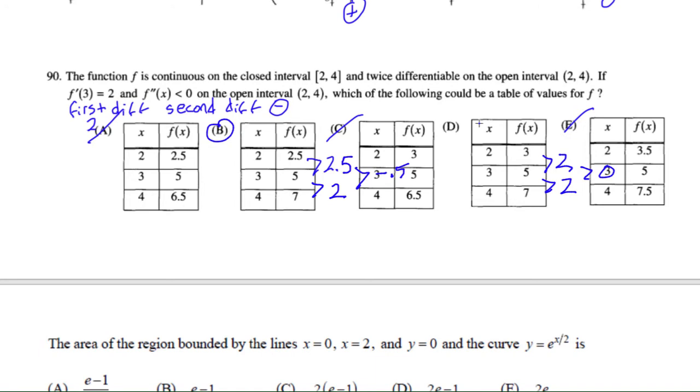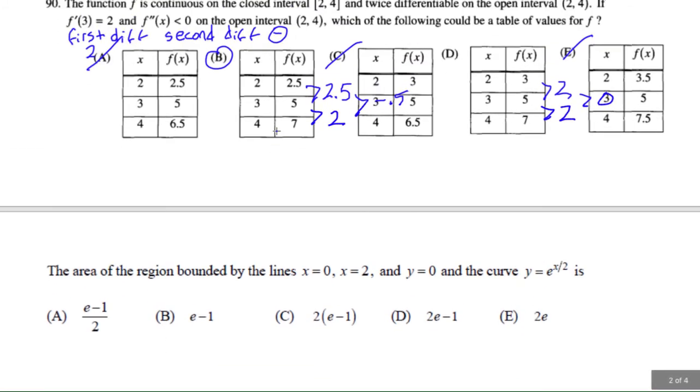All right, so re-explaining everything once again. We're looking for a first difference from 3 to the next value of 2. That was only between D and B, and then from there we did second difference, which needed to be negative because it said that the second difference here is negative, and that limited it down to B. All right, cool, and that's all that I have for this video.